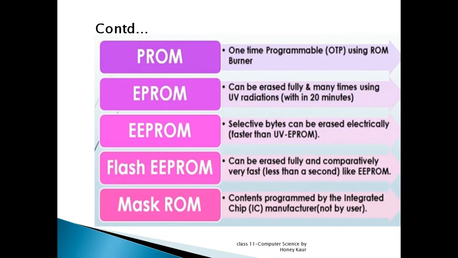And the last one, mask ROM. Mask ROM means the contents are programmed by the integrated chip manufacturer, not by the user. So in this, the user cannot do anything. Whatever is programmed is there in the integrated chip. So these are the 5 types of ROM which have different features. Apart from reading, they have the capability or provide the facility of erasing, but with different selective types.